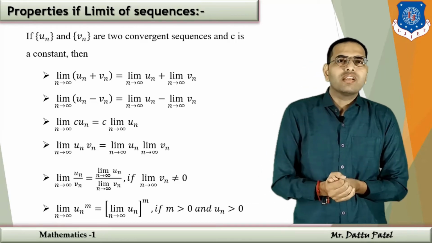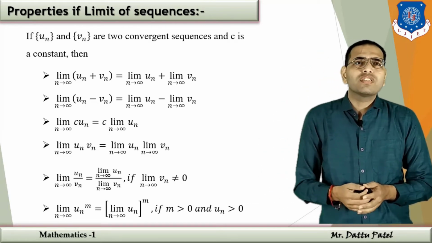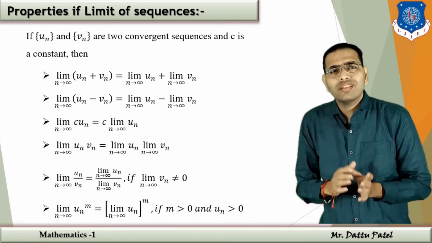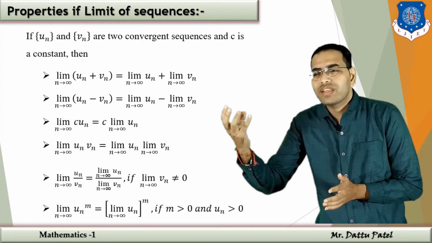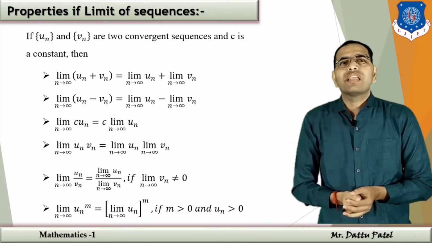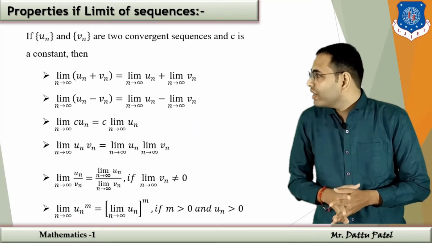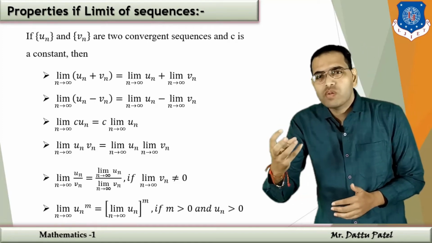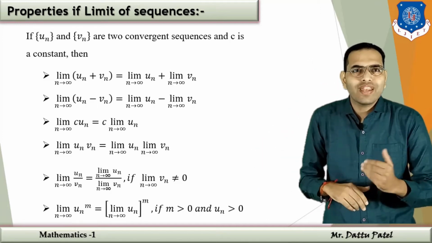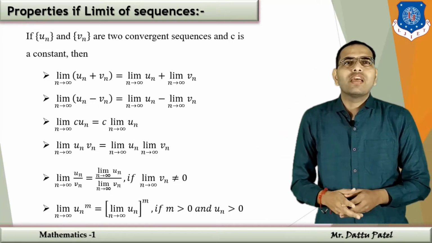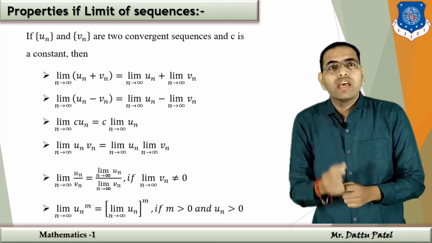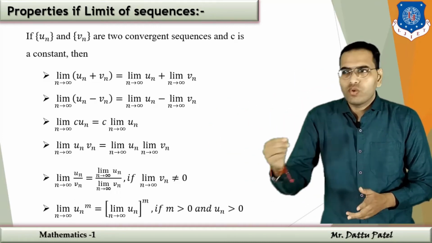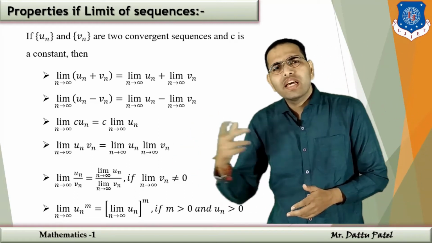Now let's see the third property, which is limit n tends to infinity c times u of n. In this property, c, which is a constant, comes out of the limit, so we get c times limit n tends to infinity un. Now the next property, in terms of the product of the two sequences: limit n tends to infinity un times vn, we take the limit of each individual sequence, so we get limit n tends to infinity un times limit n tends to infinity vn.